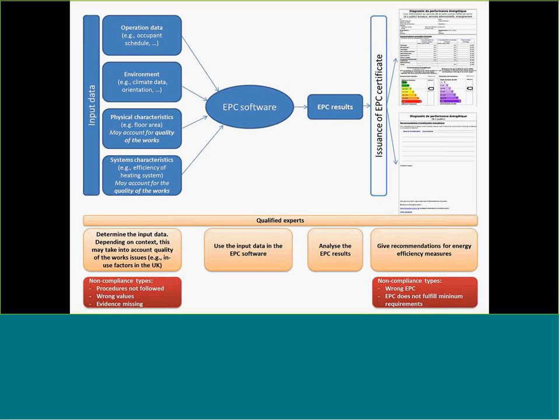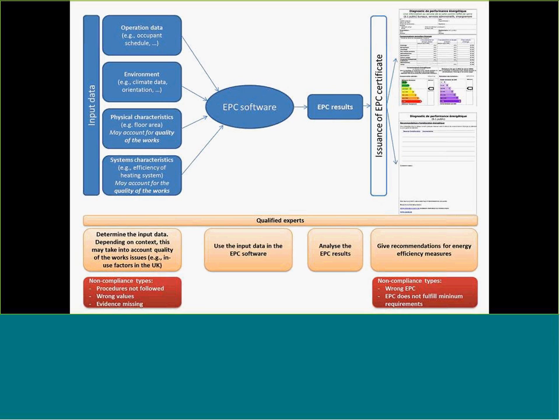And you see in the two red boxes at the bottom of the slide, the non-compliance types that have been identified in the QUALICHECK project. For the EPC input data on the left, non-compliance can result from procedures that are not followed to determine the input data, wrong values used as input data, and evidence of compliance or proof of compliance that are missing. They can be required by the legislation, but they are not there.